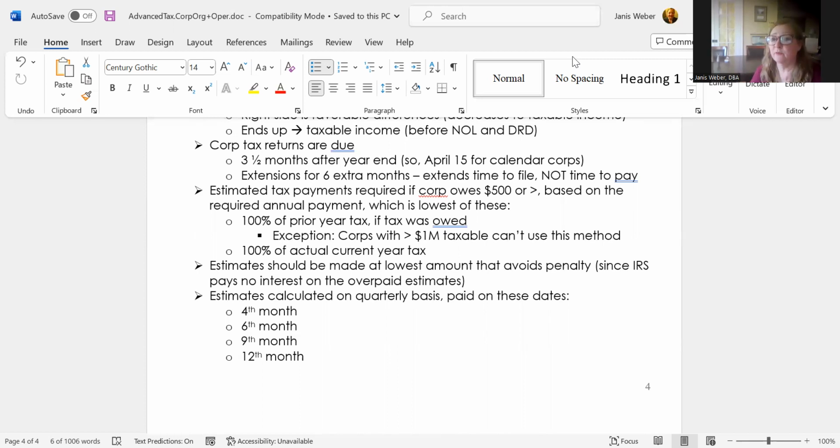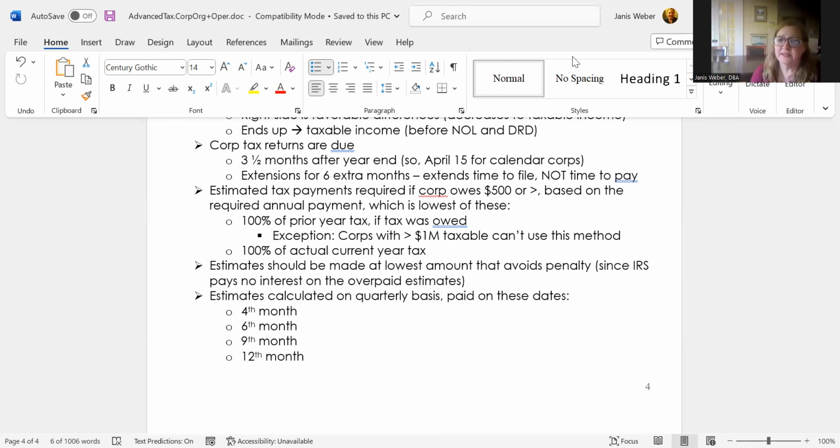But 100% of the previous year or 100% of the current year. So if you know you don't meet the qualification because your taxable income is too high, or if you didn't owe any tax last year, you'll have to estimate this year's tax and pay that much in order to avoid penalties. Estimates should be made at the lowest amount that avoids that penalty, because they don't pay you any extra for paying any more. If you're going to get a refund on your corporate return, they're not going to include interest unless it's way past the due date for the return, because they're not obligated to do so. So why would they?